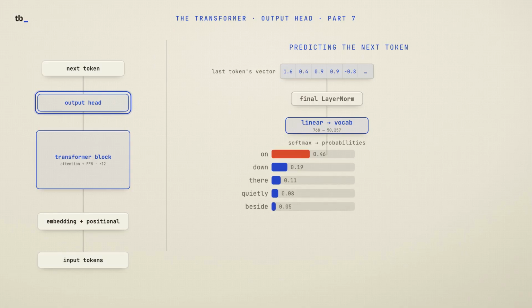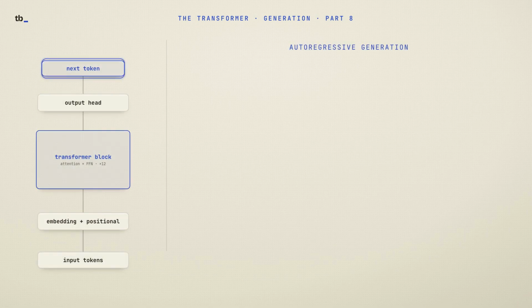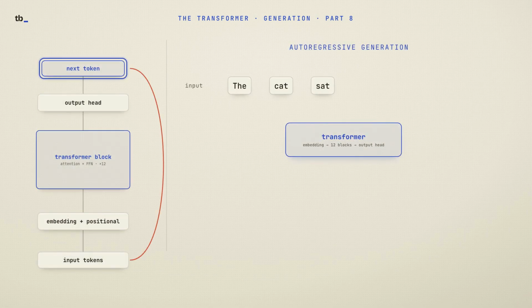Now we just pick. Take the highest for the most likely word, or sample from the distribution to get something more creative. That dial is the temperature. Either way, one token comes out. So far, we predicted one token, but a sentence is many.